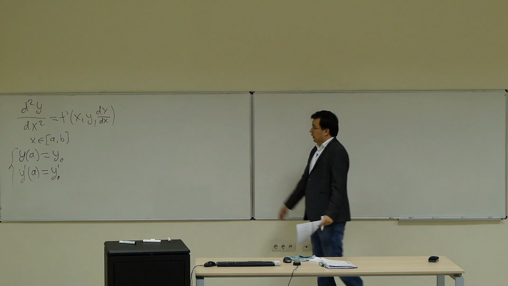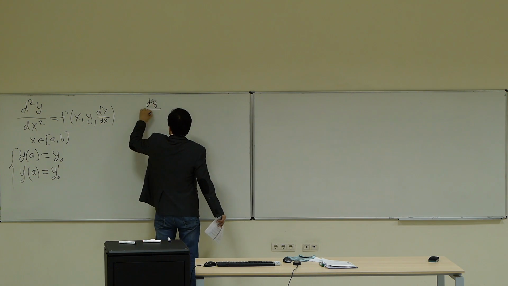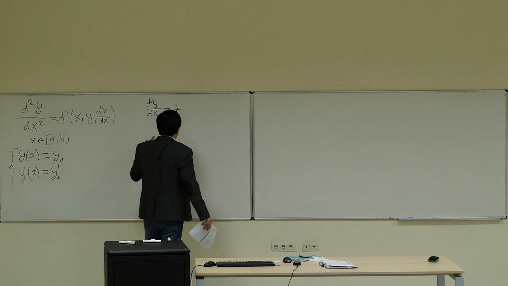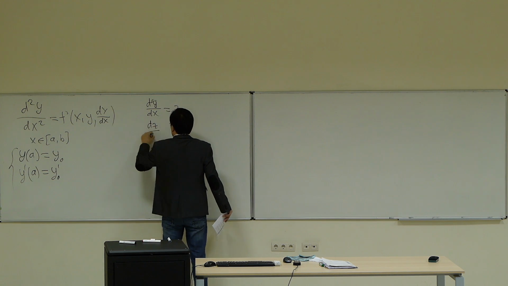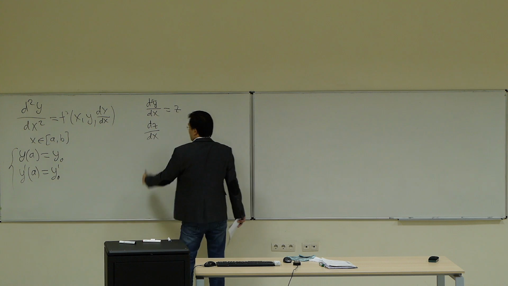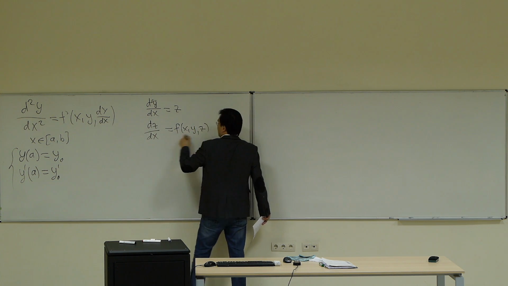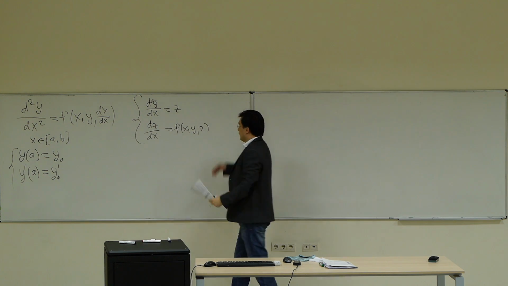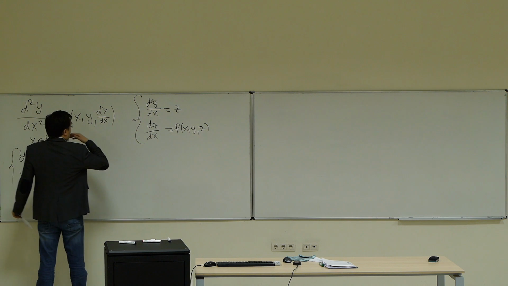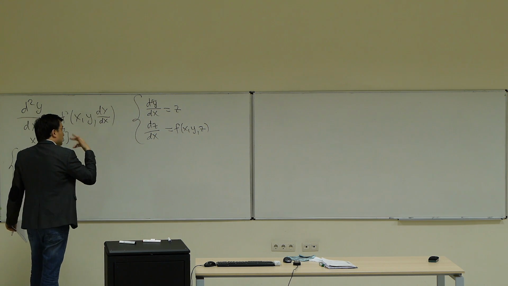Just to remind you, in order to solve it, we introduce a new variable, let's call it z, which will be equal to dy dx, first derivative of y, such that second derivative of y will be first derivative of z, dz dx. Instead of second derivative of y with respect to x, we have the first derivative of z with respect to x, and that should be equal to the right-hand side of this equation, f of x, y, and z.